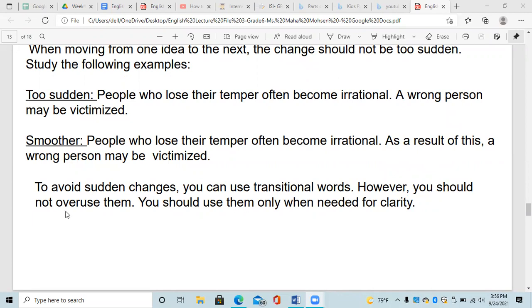However, you should not overuse them. So don't use them too much. Just use them whenever it's necessary for clarity, so for the reader to understand the connection between your sentences.